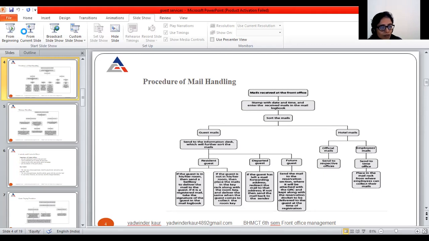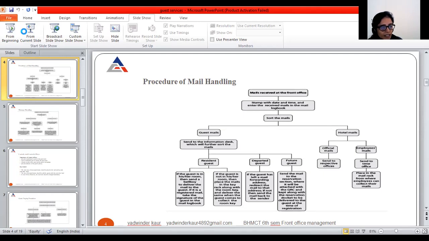So what we have to do is keep the mail in the room key rack, along with the room key. Whenever the guest comes back to the hotel and collects the room key, we can deliver the same email. When the guest comes in, we have to hand over the room key and along with it the email, right?